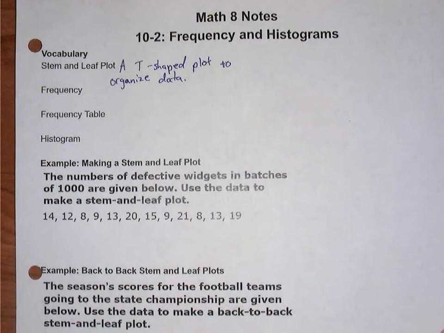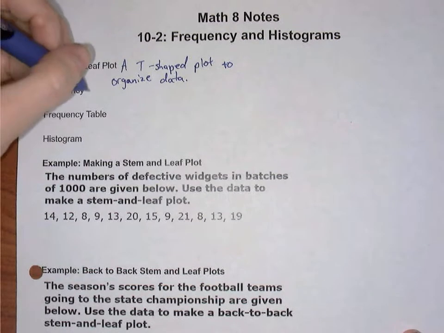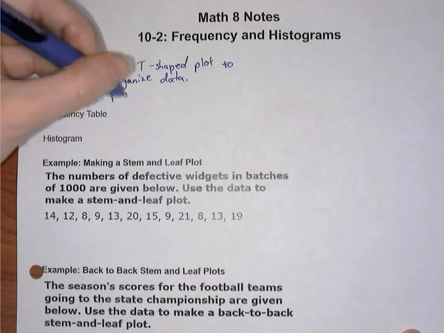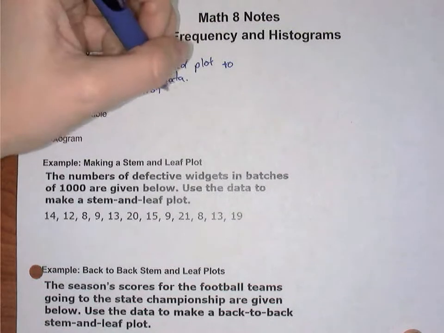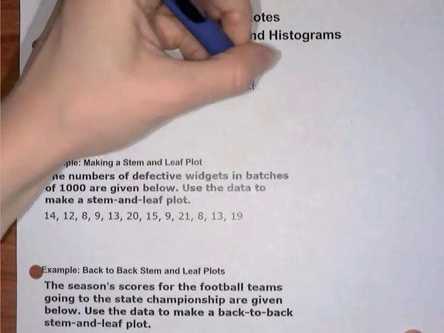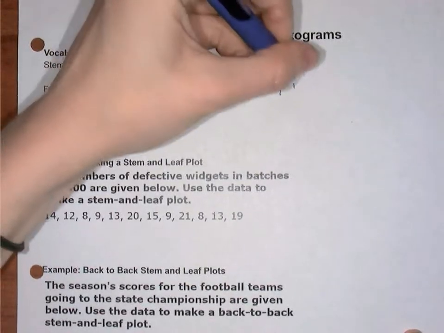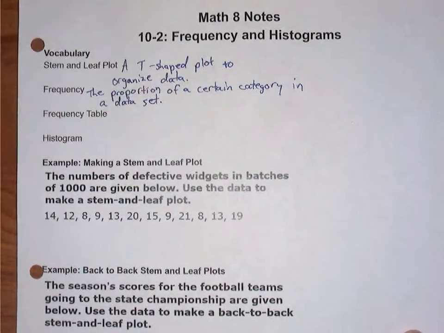The next vocab word I have for you is frequency. So frequency tells us how often a certain type of number occurs in a data set. So I'm going to call that a proportion for how often. The proportion of a certain category in a data set. So frequency is just the idea of this proportion, but we can use the frequency to make a frequency table.